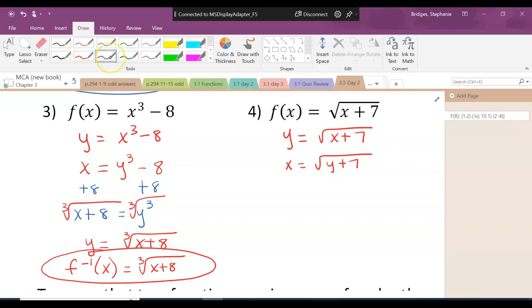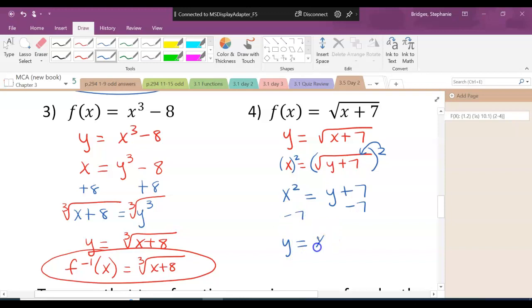The square root. And how do I undo a square root? You square it. So we're going to square both sides. And remember, that square is going to make that square root cancel. So now I'm just left with y plus 7. What would I do next? Subtract the 7. So I'm going to get y equals x squared minus 7. And then the last step is to replace that y with the f inverse of x notation.